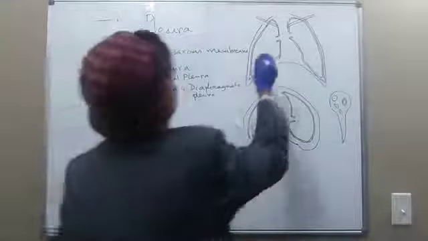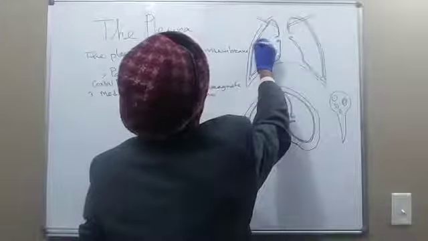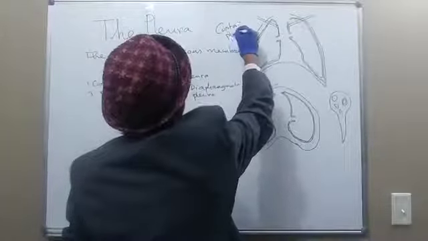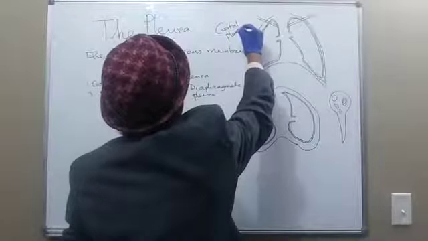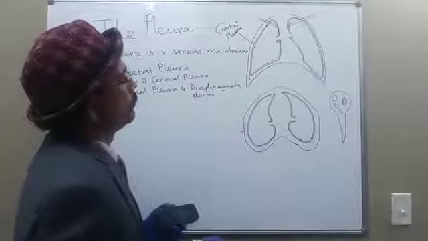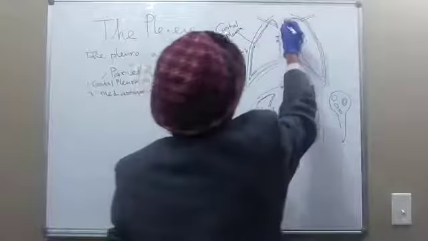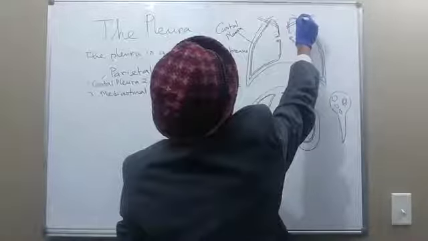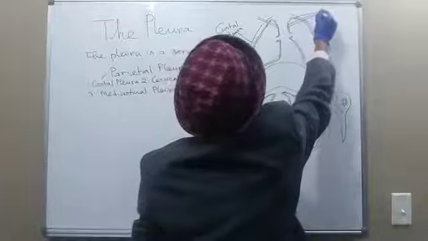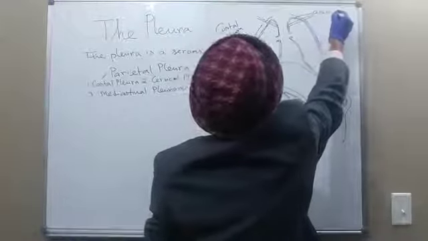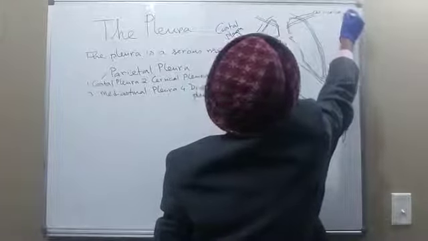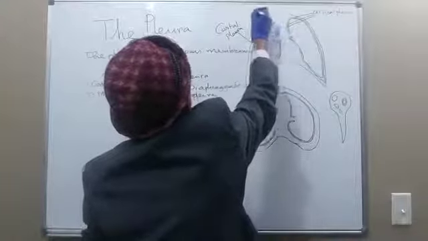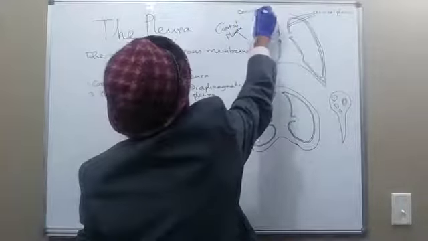Cervical pleura. So here is our costal pleura. Pleura is here. And cervical pleura, also called cupola or dome of the pleura. This is the cervical pleura. Okay, this is cervical pleura.